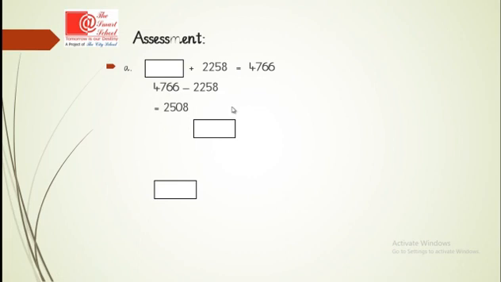Now come to the second question. Here the addend is given 3472 and the next addend is missing. So the sum is 7869. So we will arrange it in a way. Yes, very good. 7869 minus 3472. And the answer will be, yes, 4397, and this is the missing addend.